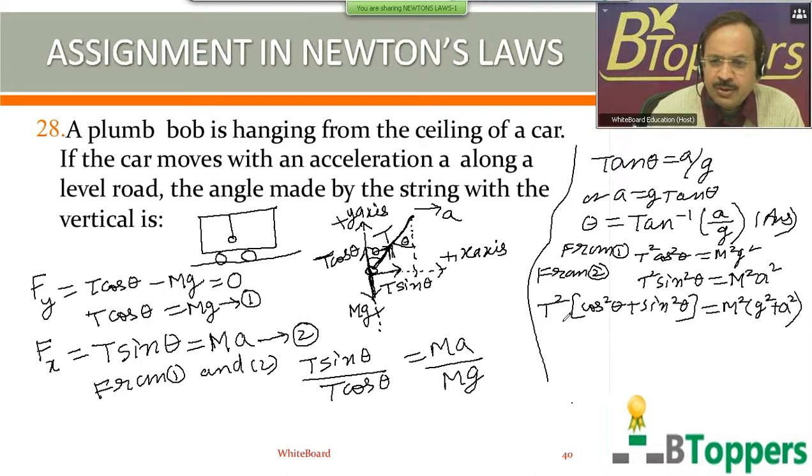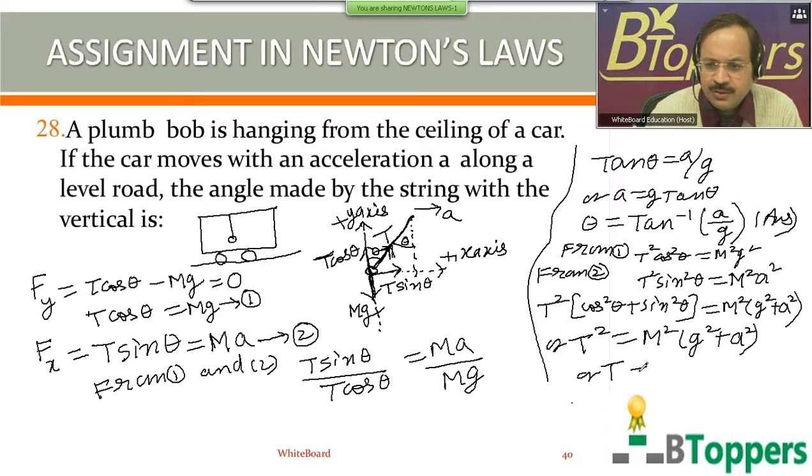You can take T square common on the left hand side and m square common on the right side. And as all of you must be knowing, cos square theta plus sin square theta will always be equal to 1 for any value of theta. So you get T square equal to m square into g square plus a square. So the magnitude of the tension in the string is m into root of g square plus a square.